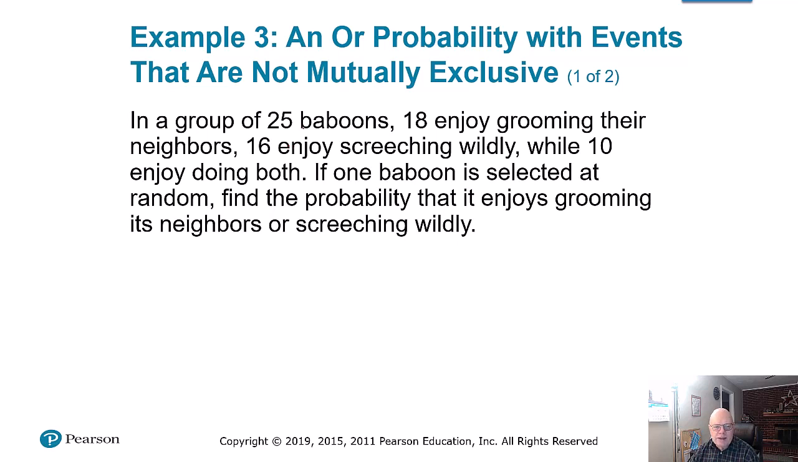Now, let's take a look at the zoo, I guess. You've got 25 baboons, 18 like grooming, 16 like screeching wildly, and 10 enjoy doing both. If 1 baboon is selected, find the probability it enjoys grooming, or, there's the key, or. And also, can they do both at the same time? Can they enjoy grooming and screech wildly?